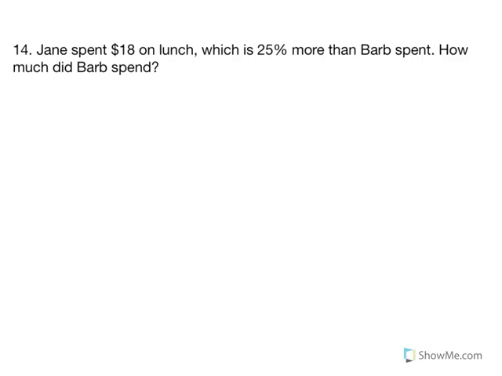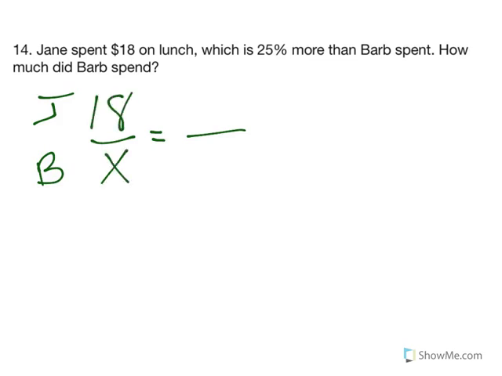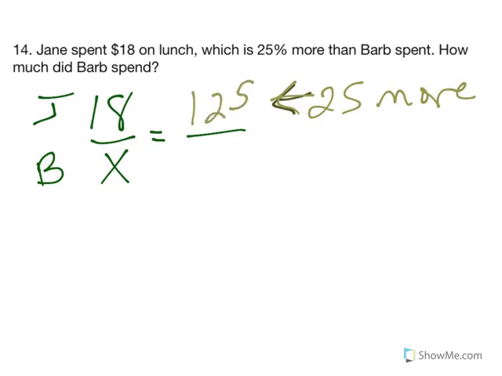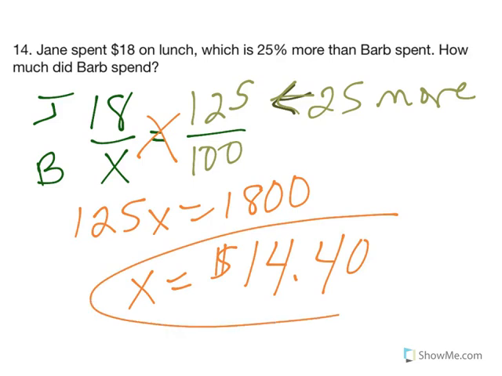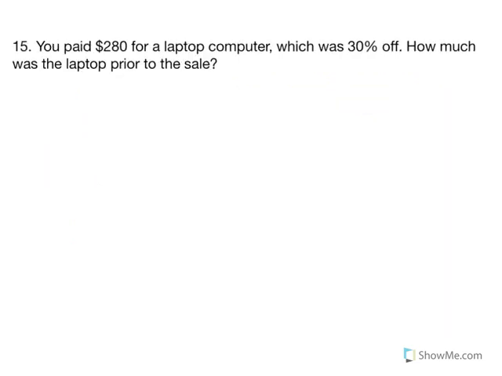14. Jane and Barb. Jane spent $18 on lunch. We don't know what Barb spent. Which is, so Jane is 25% more. So that's going to be the 125, and Barb is going to be our reference. So now we can say, okay, let's cross multiply. 125x equals 1800. Divide both sides by 125, and we end up with Barb's lunch being $14.40.